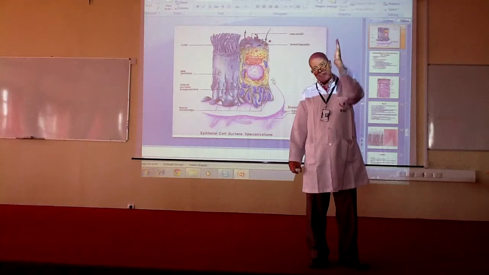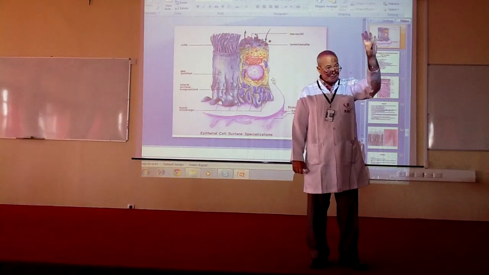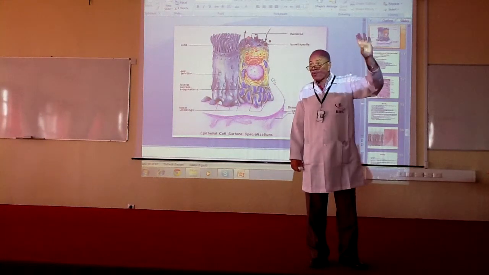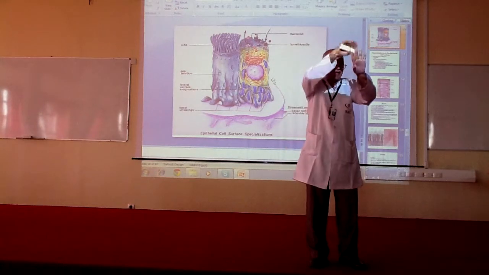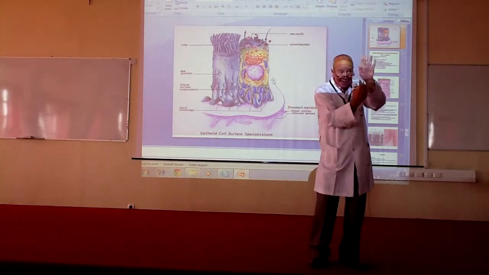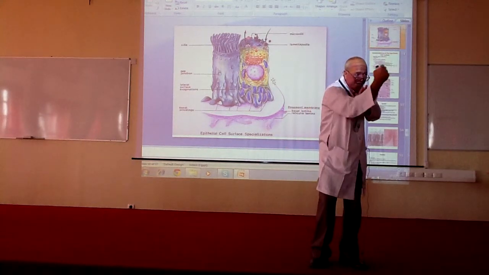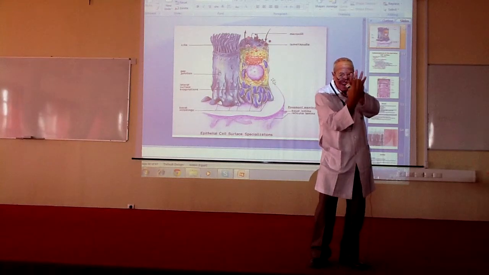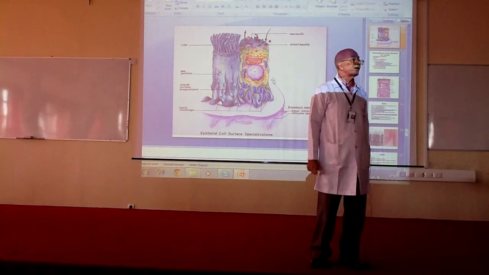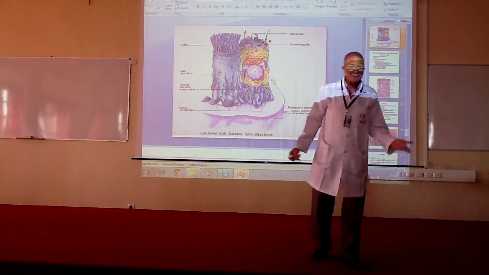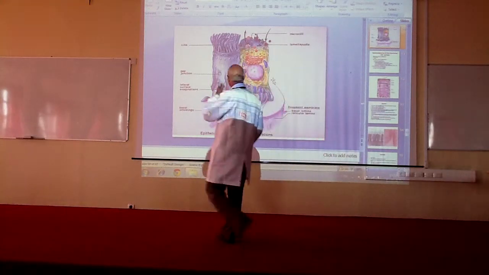Cilia, to move something. What else? Microvilli, to increase the surface for uptake or secretion. For absorption or secretion. Okay? This we can find on the surface.